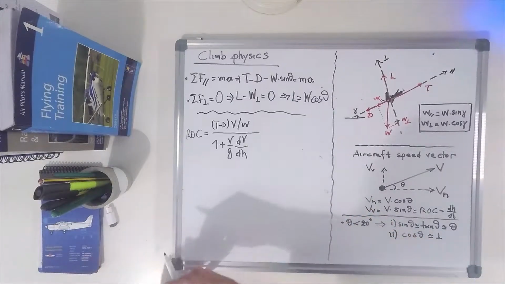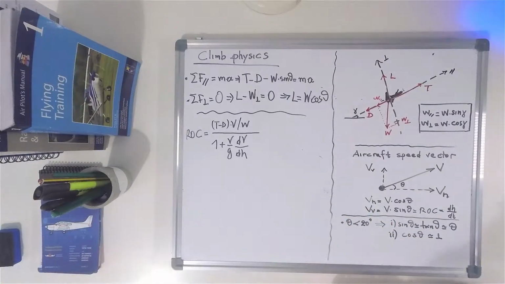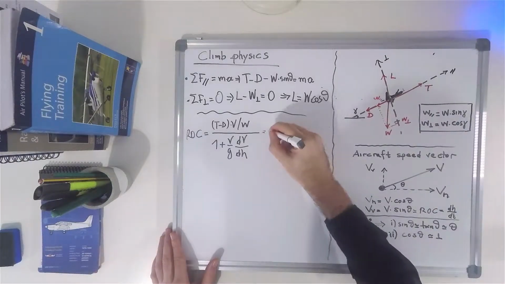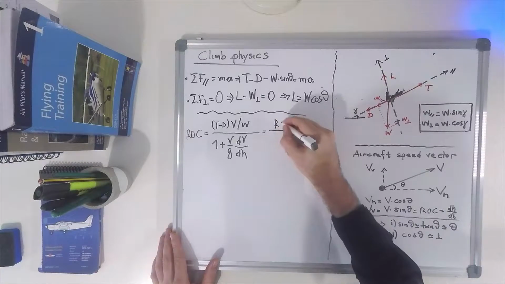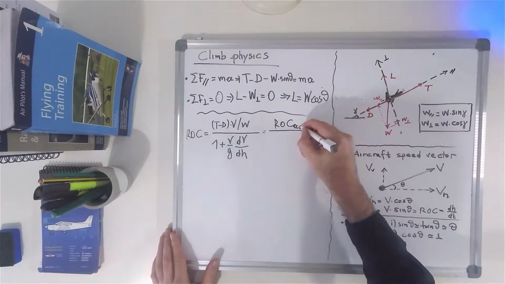And what does this mean? What is all that about? The numerator, as we can see, is the classic rate of climb when the aircraft is not accelerating, thus when it's climbing with constant airspeed. So let's call it rate of climb with zero acceleration.